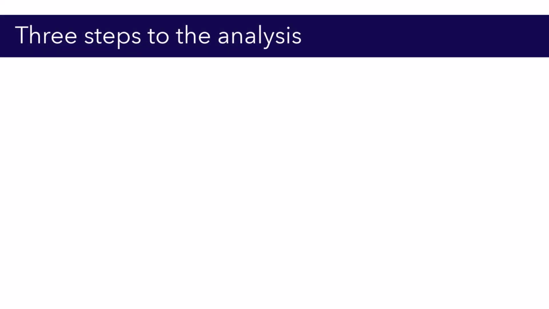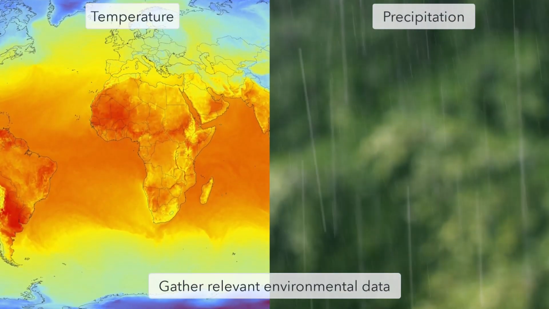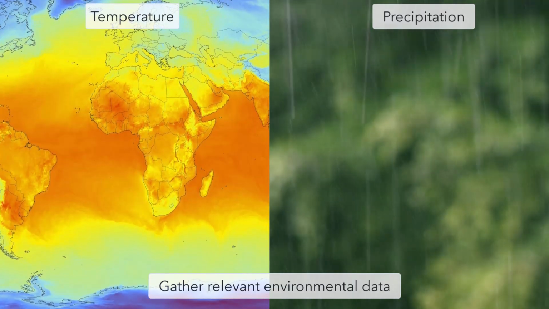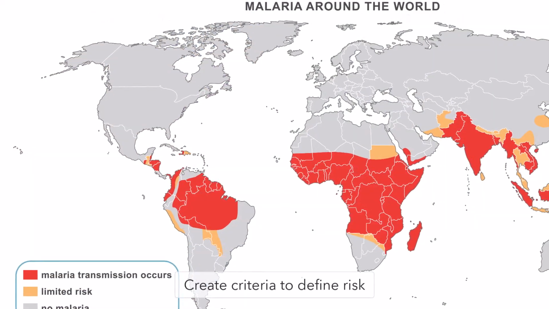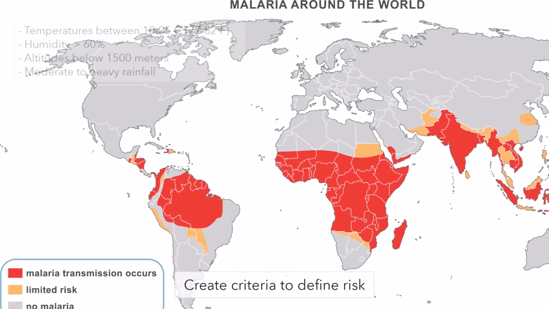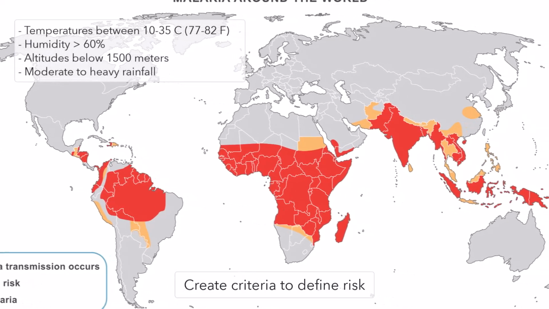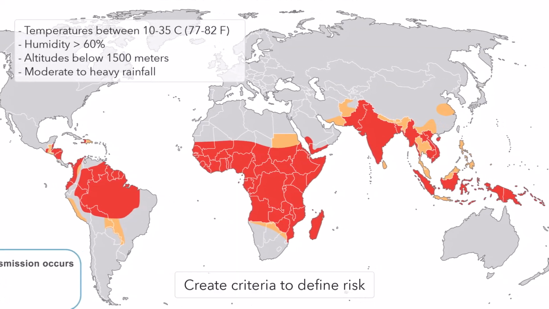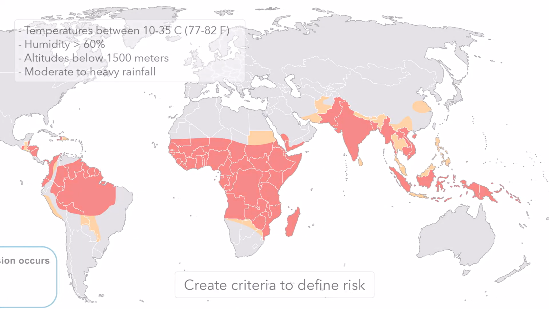Executing the analysis involves 3 steps. First, you need to gather spatial data about the environment that is relevant to population-level mosquito health. Second, you need to create criteria that will define the risk of malaria developing and being transmitted in a given location. These criteria should be based on scientific evidence.